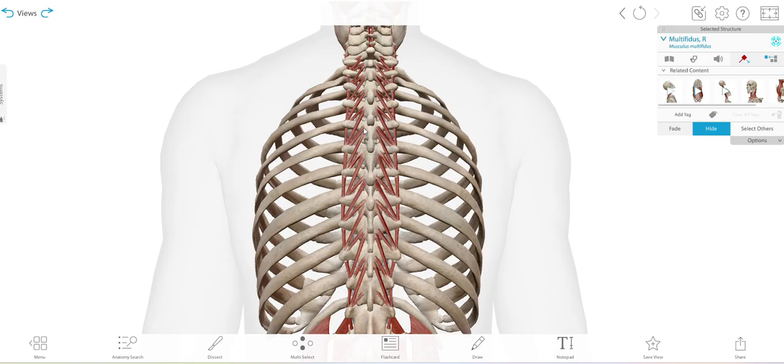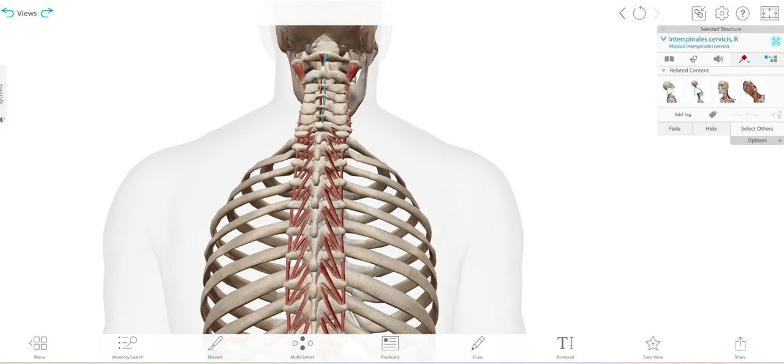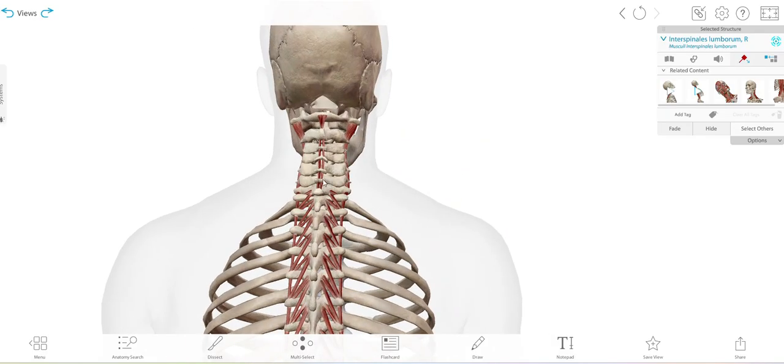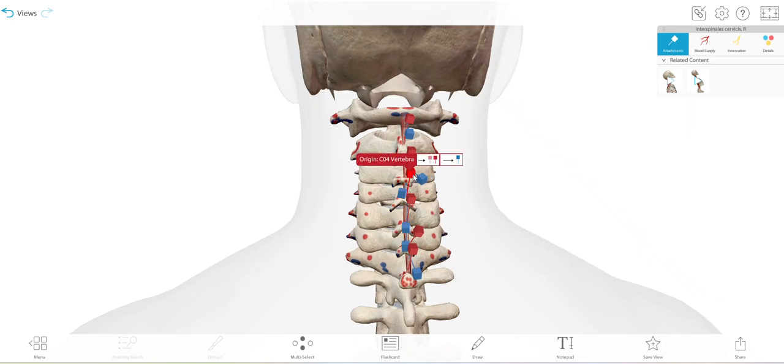Let's start with interspinalis. So our interspinalis muscle is only going to be attaching in our cervical region and our lumbar region. So those are the two regions where we have interspinalis. So if I pull this up, we can see that for the origin, interspinalis will be attaching to the spinous process, and then the insertion will also be to the next spinous process.